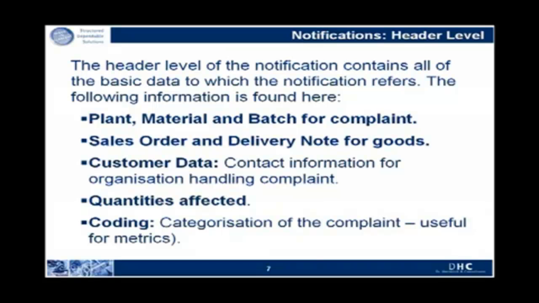So in the particular case of the customer complaint notification, we will find the plant for the material itself, and the batch that is affected by the complaint. Also, you will have information regarding the sales order and the delivery, which are easy points of reference for the customer. The information regarding who the customer is and any contact information will also be stored in the notification. Any quantities affected can also be recorded, and a coding for the notification, that is a categorization at a high level of what the issues involved in that notification are, can be recorded.